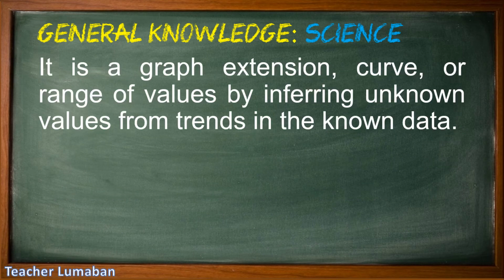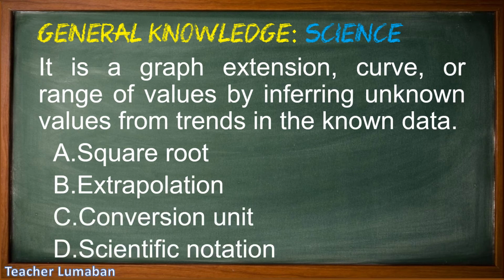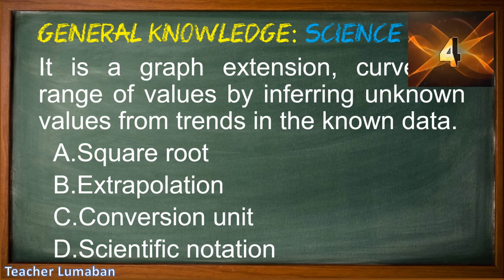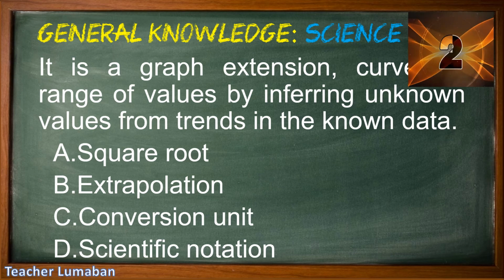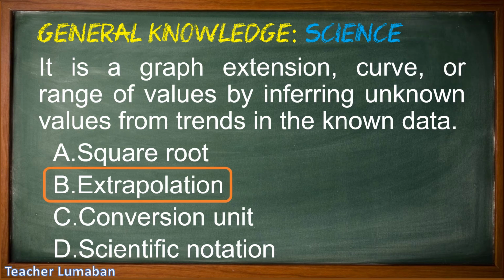It is a graph extension, curve, or range of values by inferring unknown values from trends in the known data. Letter A, square root. Letter B, extrapolation. Letter C, conversion unit. Letter D, scientific notation. Please choose the suitable answer to the following choices in 5 seconds. 5, 4, 3, 2, 1. The correct answer is letter B, extrapolation.